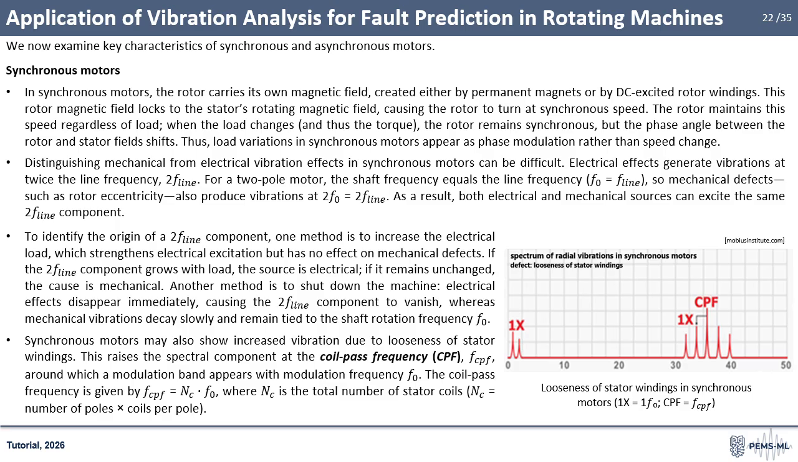Electrical effects generate vibrations at twice the line frequency. Mechanical defects, such as rotor eccentricity, also produce vibrations at the second harmonic of the shaft rotational frequency, which is again twice the line frequency. As a result, electrical and mechanical sources can excite the same frequency, making them difficult to distinguish. One way to separate them is by increasing the electrical load. Electrical vibrations increase with load, while mechanical ones remain nearly unchanged.